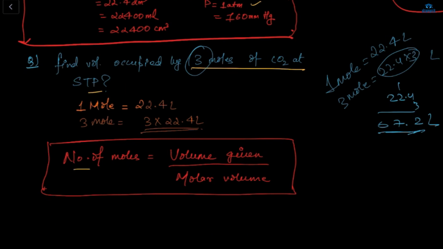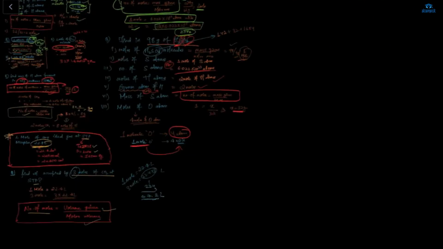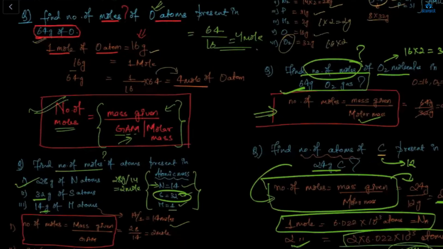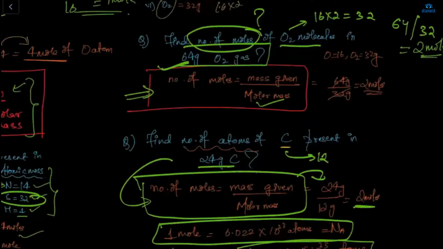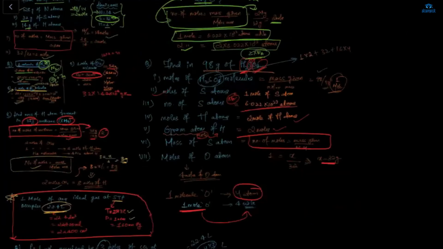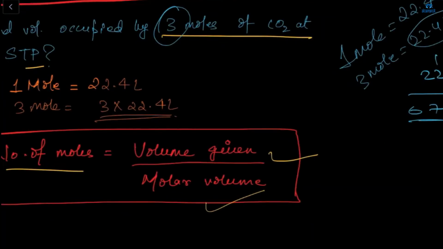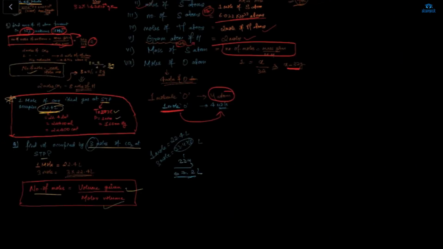Now again this is your formula: the number of moles is equal to volume given upon molar volume. So in this we discussed three formulas. First, the number of moles is equal to mass given upon the molar mass. Second, the number of moles is equal to number of particles given upon Avogadro number. Third, the number of moles is equal to volume given upon the molar volume.